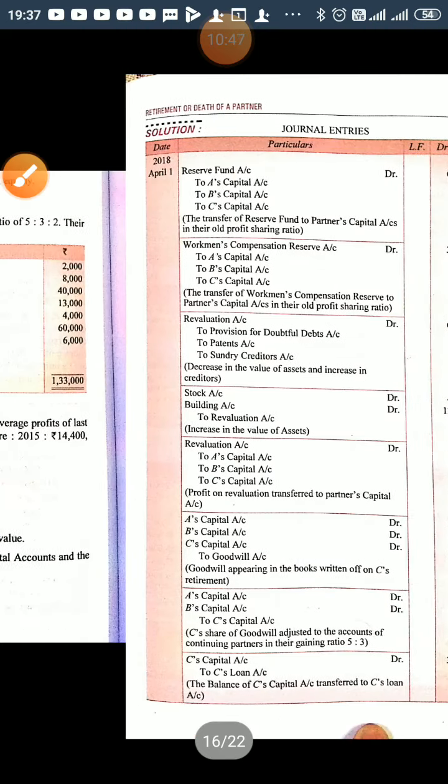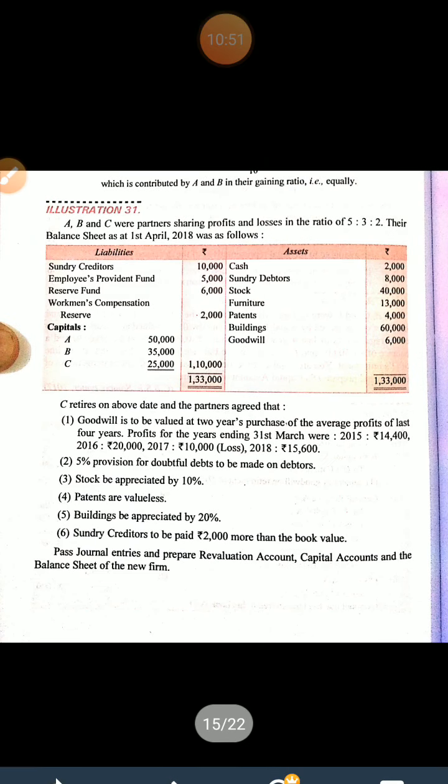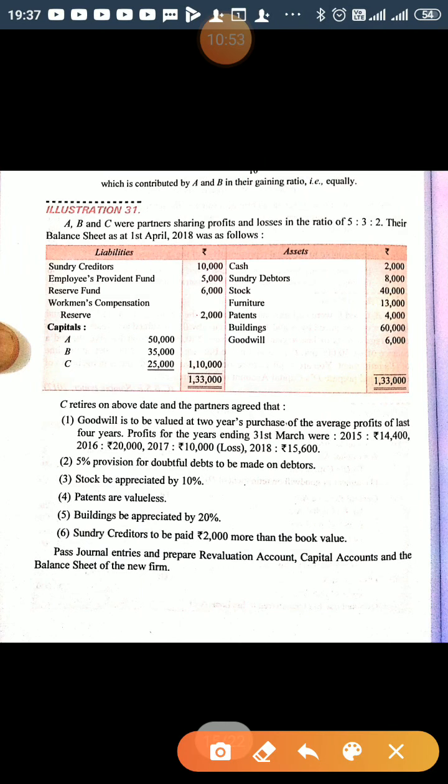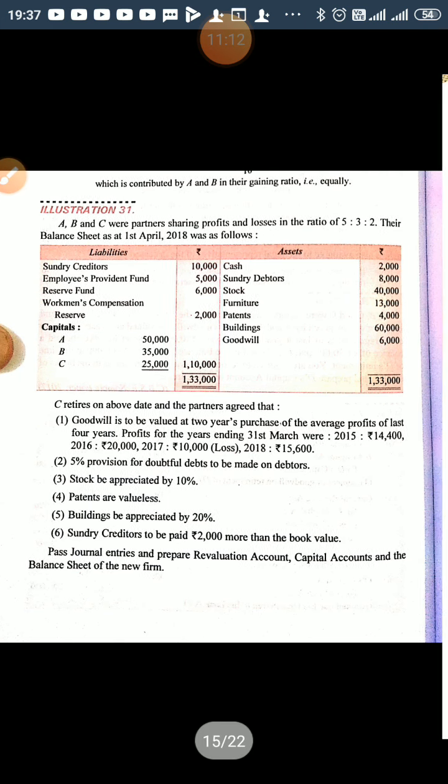Right, now the next item given in the question is stock. The stock is appreciated by 10%. Right now stock is 40,000. So 10% of 40,000 is 4,000. So stock is increased. An increase in asset is a profit for the business.